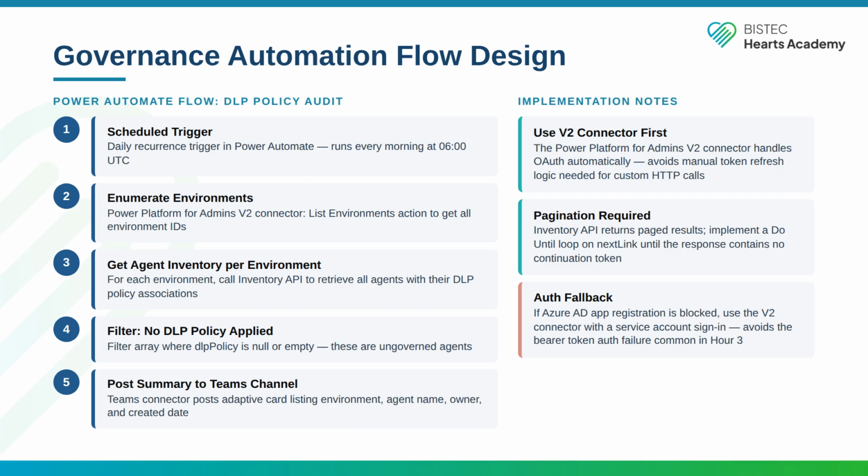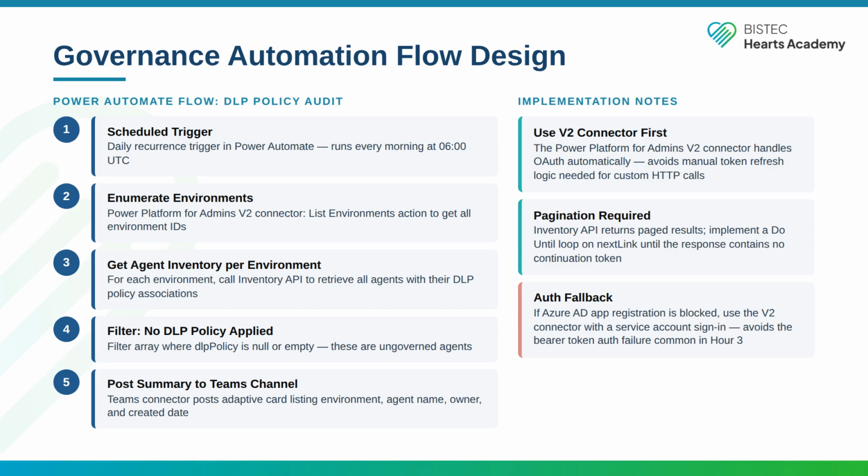The fourth step filters the agent array to identify ungoverned agents. The filter condition is agents where the DLP policy property is null or empty. These agents have been deployed to production or are active in development environments with no data loss prevention boundary. They represent a governance gap that the daily report surfaces before an audit or incident exposes them.